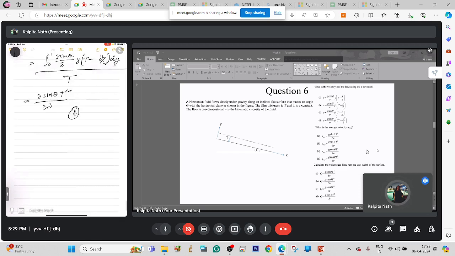Now the volumetric flow rate is given as the integral from 0 to t of u dA. No, sorry, just a second.